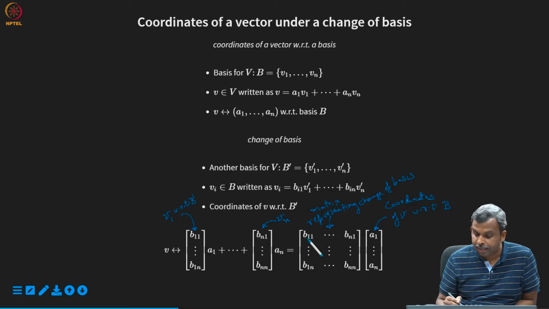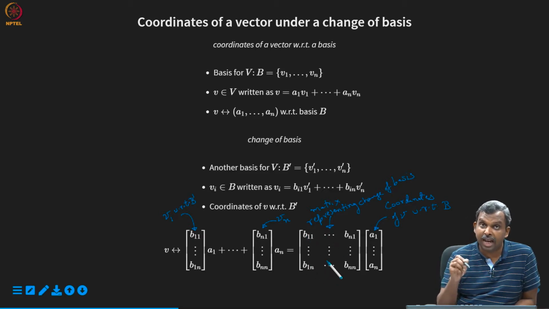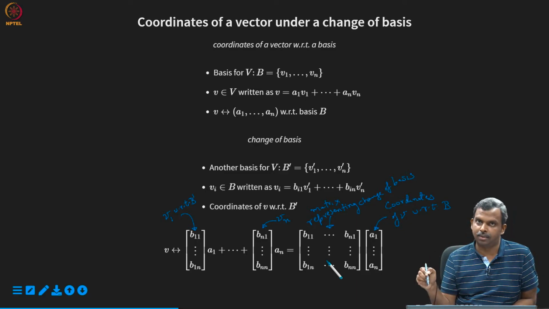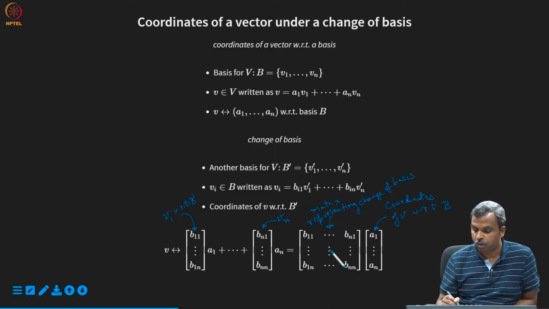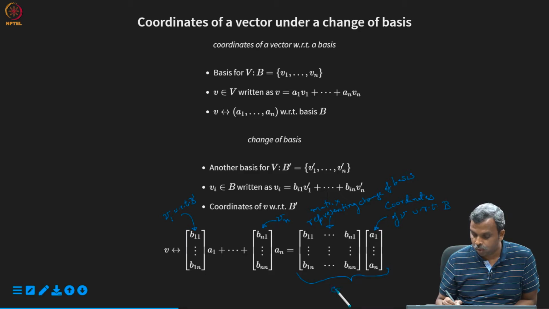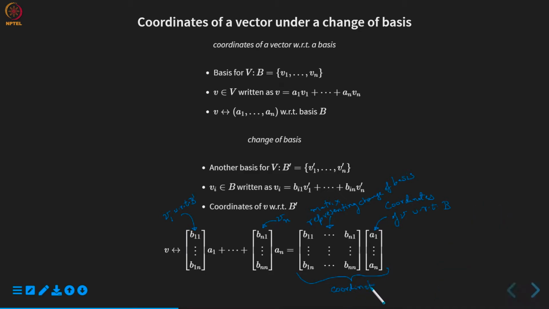How do you find this matrix? Every column, the ith column is Vi, the ith basis vector of the original basis represented in the new basis. Okay, how do you express that? So that's what each column is. Once you write that down, you get a matrix, and that matrix gives you a method to transform the original coordinates to the new coordinates. After you do the multiplication, you get the new coordinates. This whole thing is coordinates of V with respect to B prime. Okay, hopefully that's clear to you.